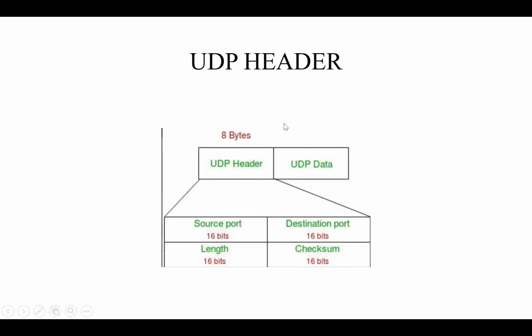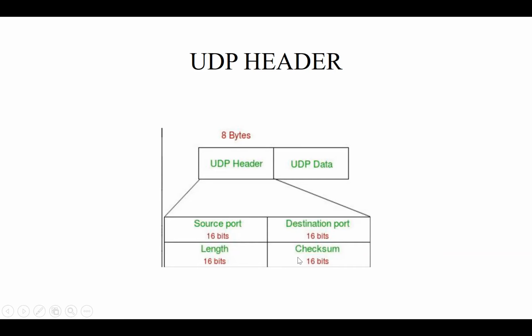Now we're going to discuss the UDP header. UDP datagrams are encapsulated in IP datagrams that will be transferred from source to destinations, which we already discussed. Here, this UDP datagram contains a UDP header and data. This UDP header contains source port, destination port, length, and checksum. The source port contains 16 bits, destination port 16 bits, length 16 bits, and checksum 16 bits.